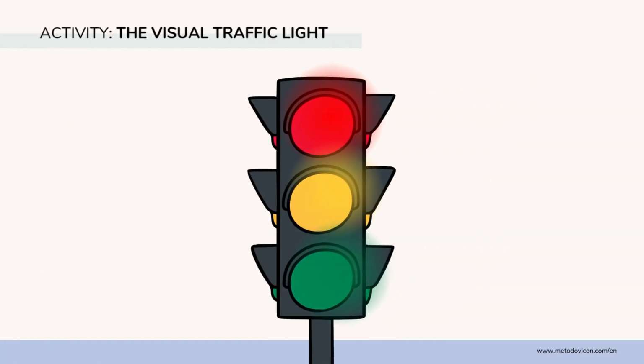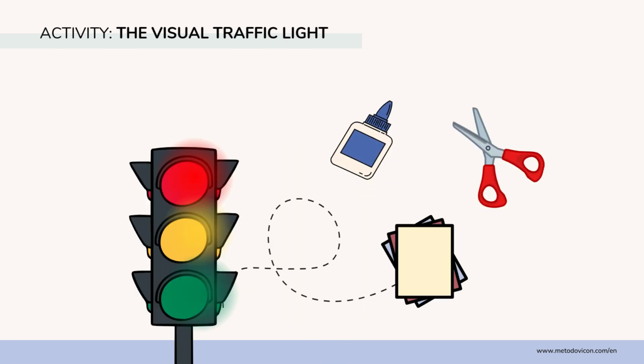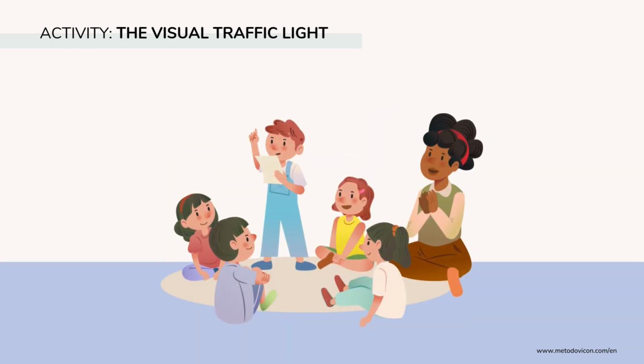A visual traffic light. Another easy-to-make resource is a visual traffic light with 3 colors: red for waiting, yellow to get ready, and green to act. You can make this traffic light with construction paper or even recycled materials you have at home. It's an excellent tool for both group and individual activities, and you can use it to help children see when they need to wait and when it's their turn to act.